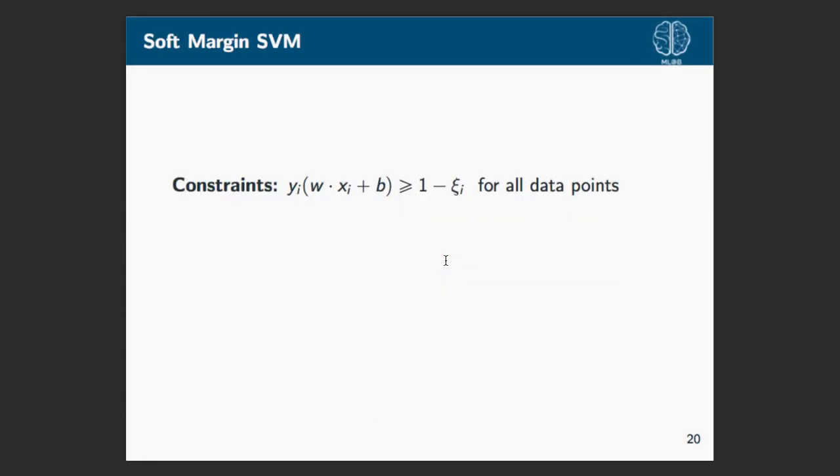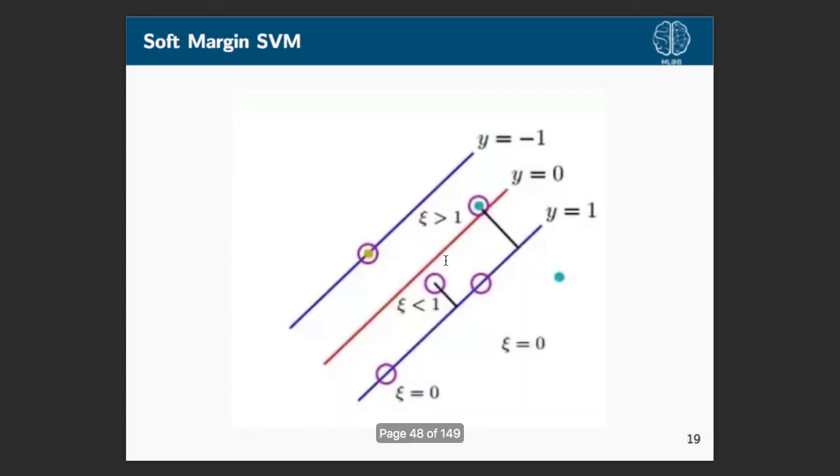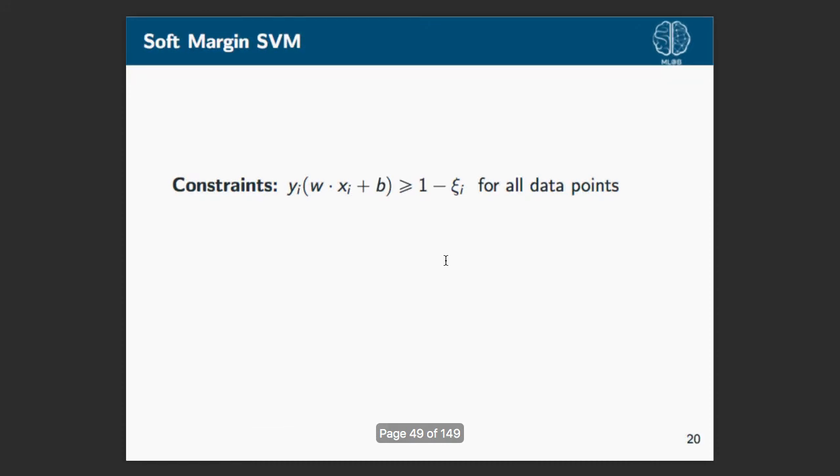Okay, cool. So now our constraint becomes y times wx plus b is greater than or equal to 1 minus its slack for all the data points. So for example, if our slack was 0.5, then we could be 0.5 away from the margin, or 0.5 into violating the margin, for example here, and still this constraint would be satisfied. Is everyone following so far? Yep. Oh yeah, we're gonna get to that right now.